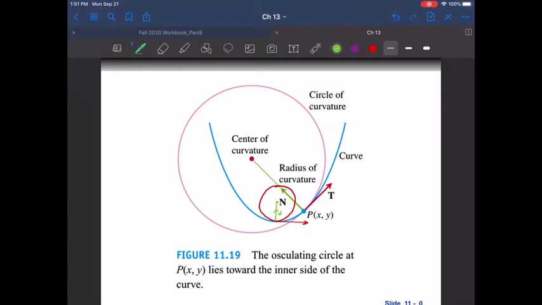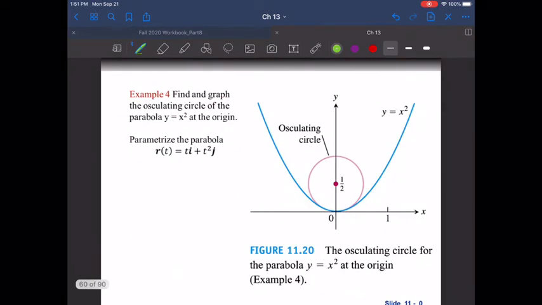Okay, so of course the smaller the radius of curvature is, the more curved it is. The larger the radius of curvature is, the more smooth it is, the less curved it is, because it's equivalent to a very, very large circle. All right, so here, example 4: find and graph the osculating circle of the parabola y equals x squared at the origin.